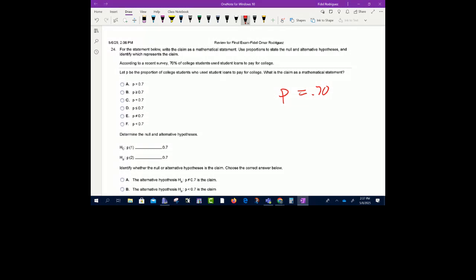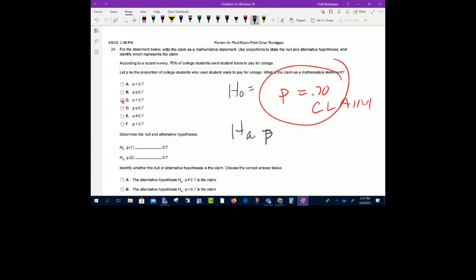70% is equal to 0.70. If I write this down right here and then look at my choices, wouldn't you agree that's going to be choice C? This here is also our claim. Wouldn't that be the H0? Then the Ha is going to say that p is not equal to. Very good.